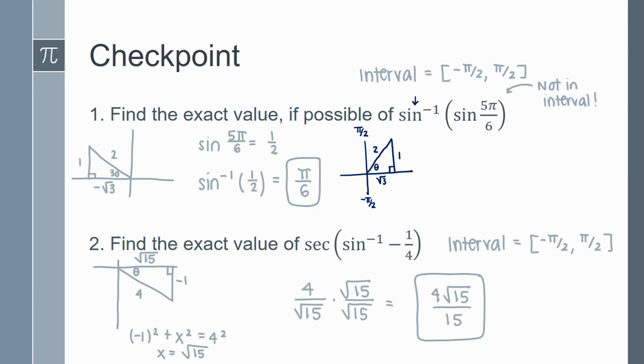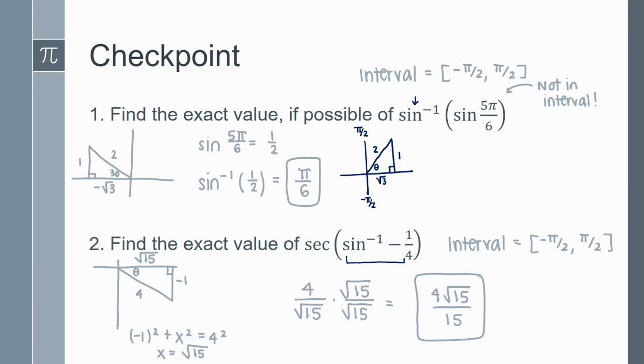For the second checkpoint problem, because I'm dealing with two different trig functions, I started with what was on the inside: the inverse sine of -1/4. Remember, inverse sine gives -π/2 to +π/2. Because I have a negative ratio, I know I want to be in the fourth quadrant. I had to do a little bit of algebra to find the third missing side of the right triangle, using the Pythagorean theorem. That missing side was the square root of 15.